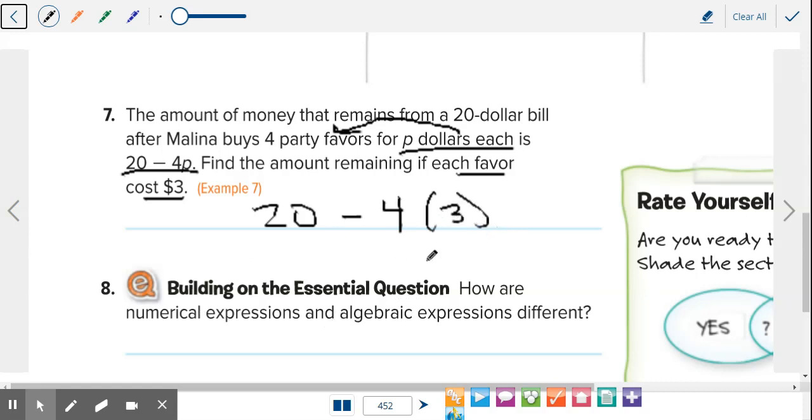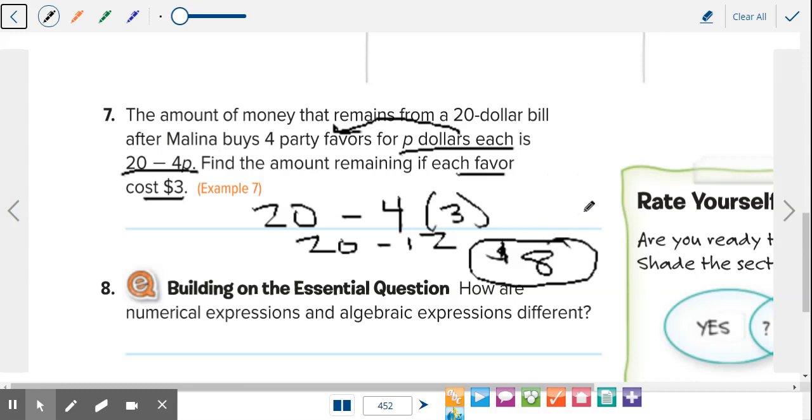Now we just solve this out. What do we have to do first? The multiplication, the 4 times 3. So 20 minus 12, and now we do what? We just subtract, which gets what? $8. So that's all that's left out of that $20 bill after she bought those party favors.